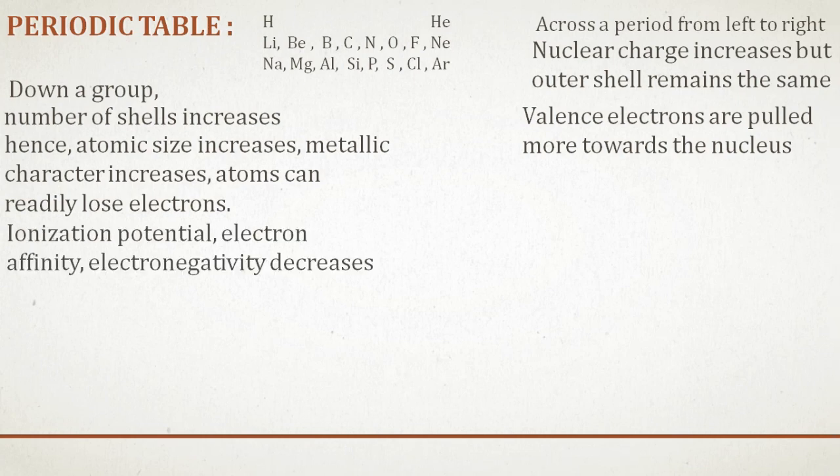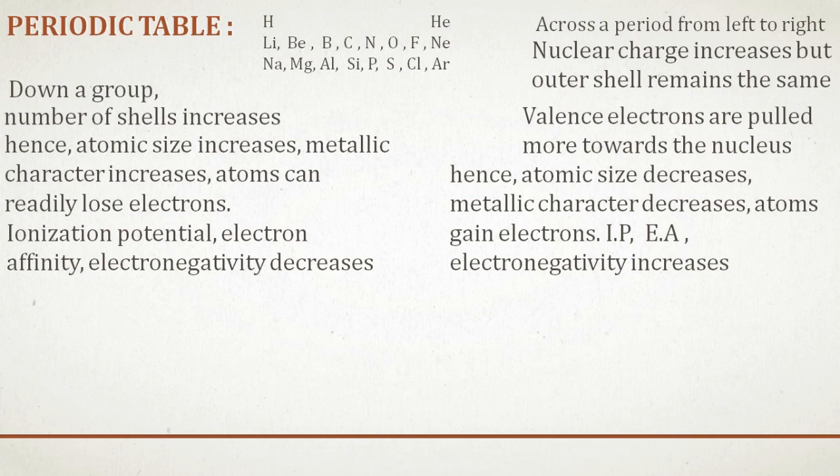Ionization potential, electron affinity, electronegativity decrease. I will show you the definitions of ionization potential, electron affinity and electronegativity. But before that, let's see what is happening across a period from left to right. Valence electrons are pulled more towards the nucleus, hence atomic size is decreasing. If the attraction force is more, there will be contraction in size. So the size decreases across a period from left to right. You can compare: exactly the opposite of what happens down a group is happening across a period from left to right. Okay, metallic character decreases as atomic size decreases.